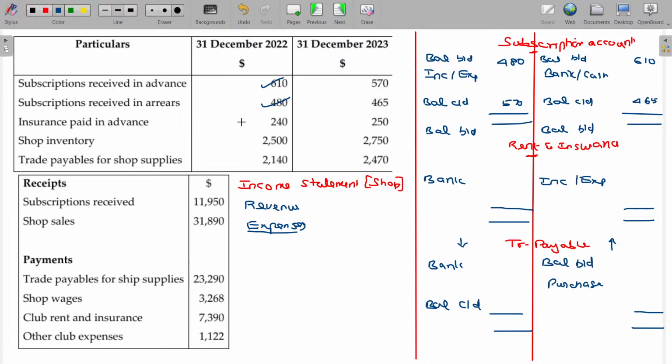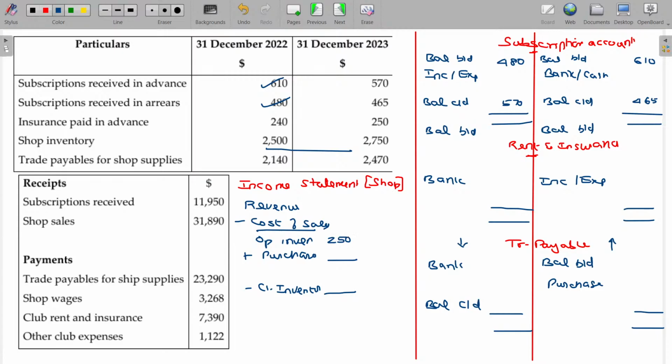Insurance paid in advance. And shop inventory is there. So revenue, I can subtract the expenses, especially cost of sales. Under cost of sales, opening inventory, add purchases, less closing inventory. Okay, here we have been given the inventories, opening and closing. Opening inventory 2500, closing inventory 2750.